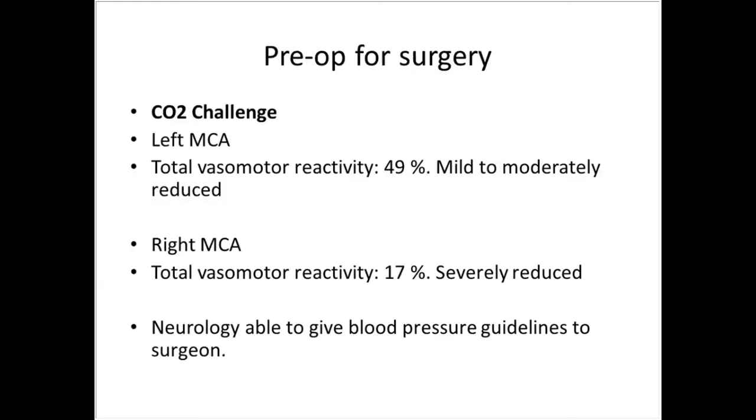So we were asked to do a CO2 challenge on her because she was preoperative for emergent surgery. Her left MCA VMR was 49%, which is mild to moderately reduced. And to no surprise, her right MCA VMR was 17%, or severely reduced. But the neurologist was able to give blood pressure guidelines to the surgeon, and she was able to have her surgery very safely.